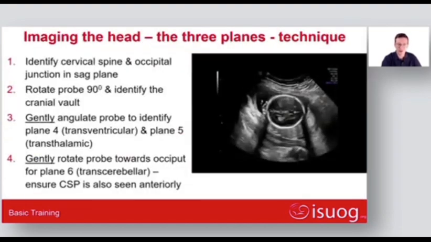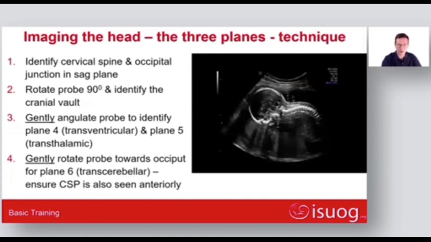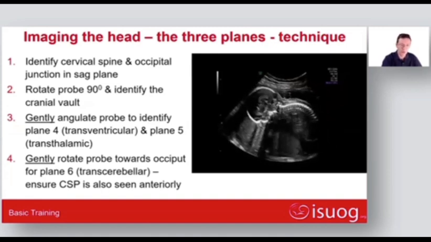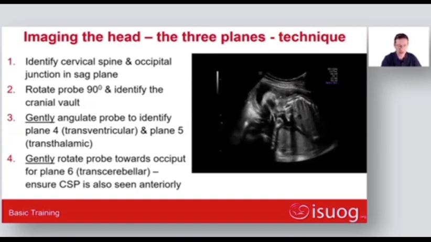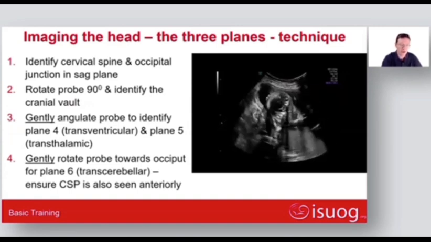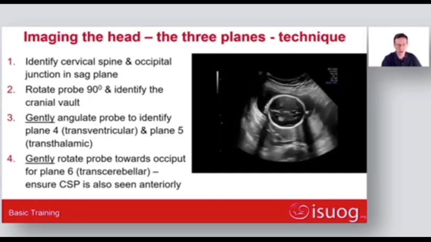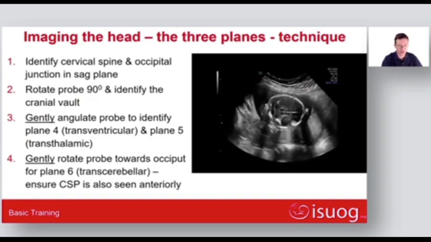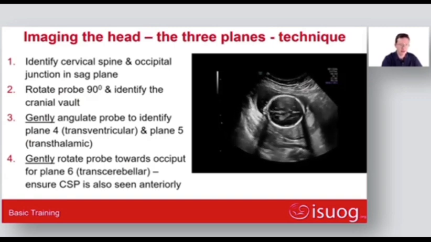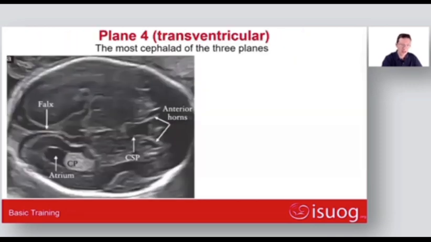In this video, you can see the things in real time. You start from the sagittal section of the baby, where you see the cervical spine. You move through the occiput, and you rotate the probe 90 degrees and move a little forward to find the head. You will obtain the transventricular plane and the transthalamic plane. Then you rotate the probe towards the occiput for the transcerebellar plane. It takes about 3 to 4 seconds to get all this. I will now describe what we can see in each of these 3 planes.